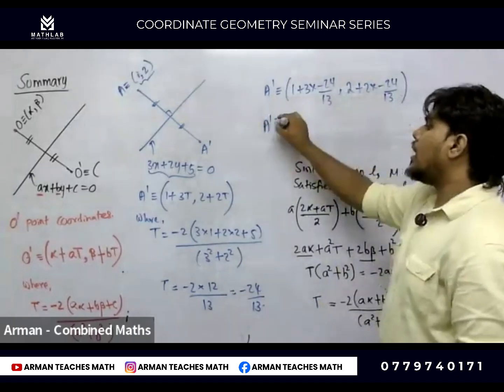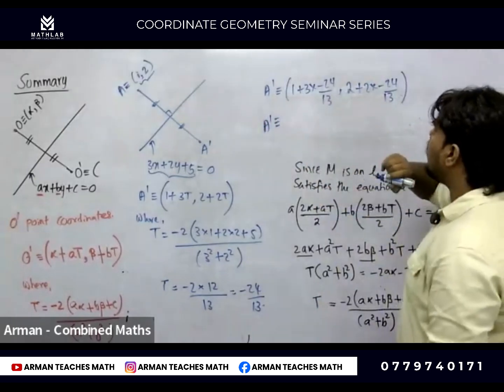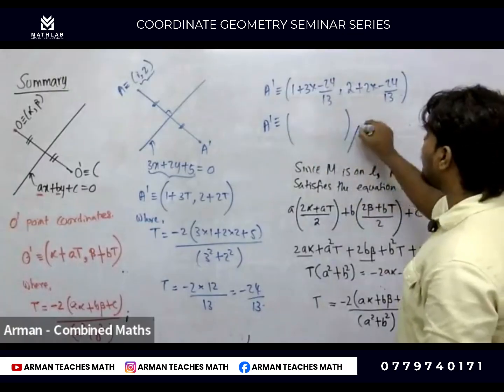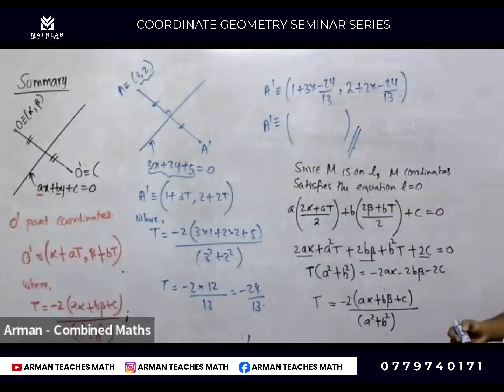Simplify. A dash is equals to, simplify and get the answer. I'm not going to simplify it fully, that's just a small simplification. Minus 24 times 3 is minus 72. 1 minus 72 over 13. 2 minus 48 over 13. So this is how we find it.